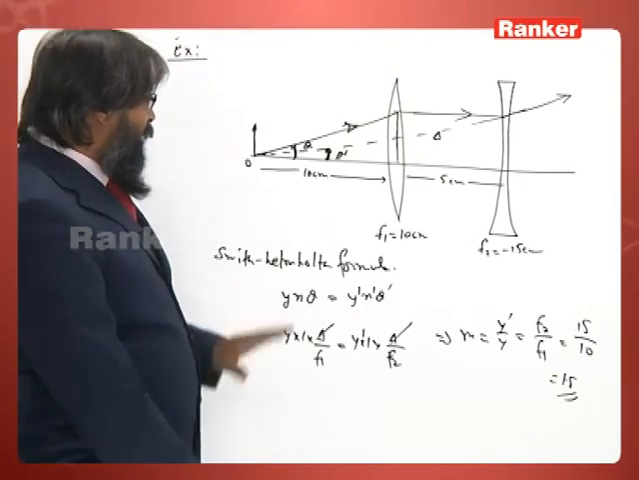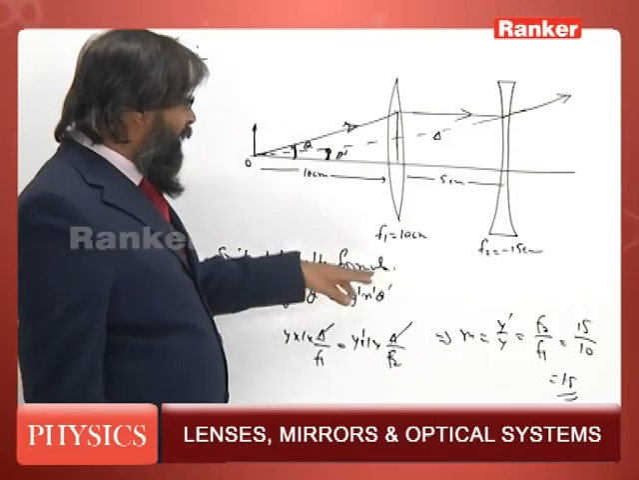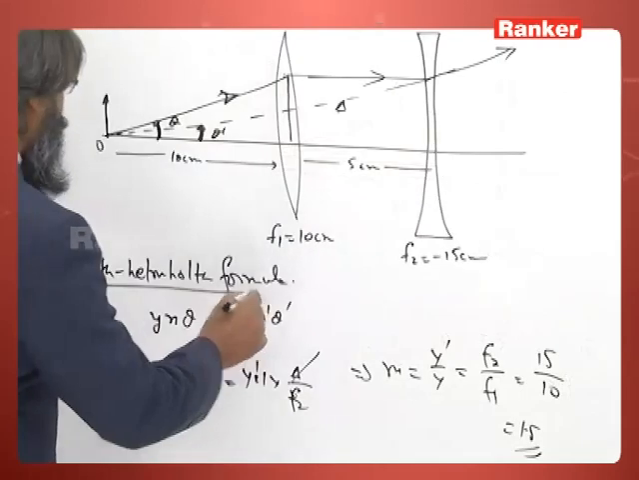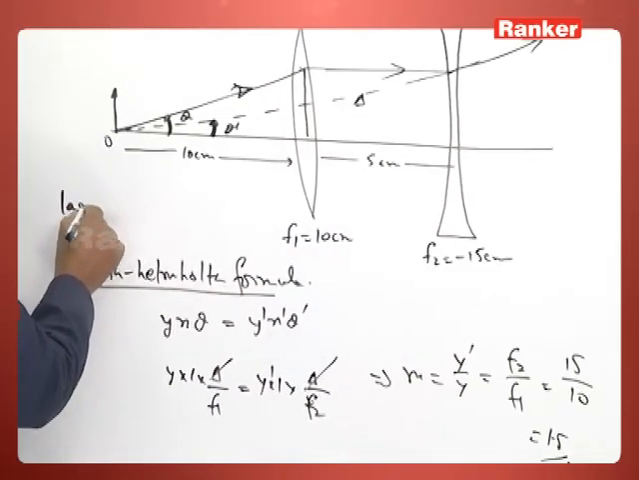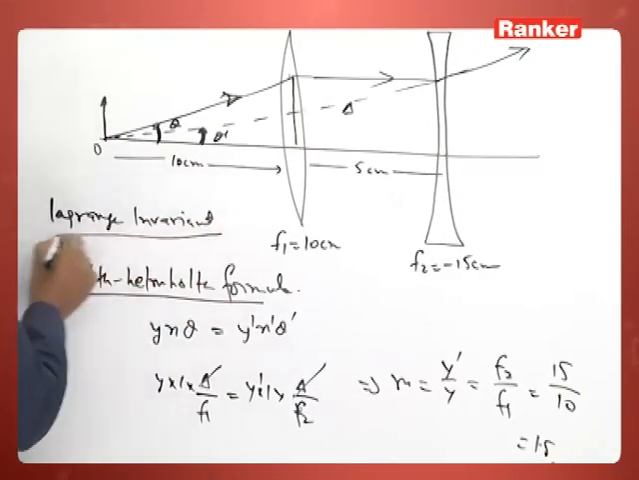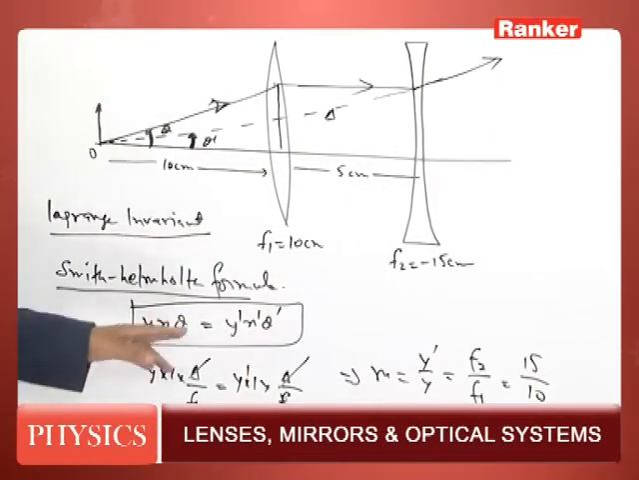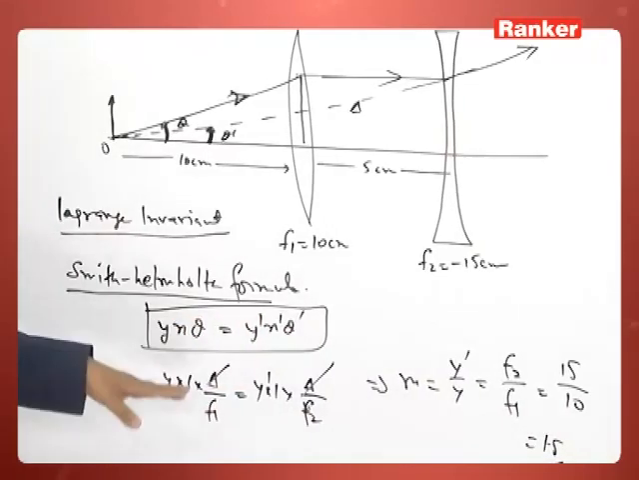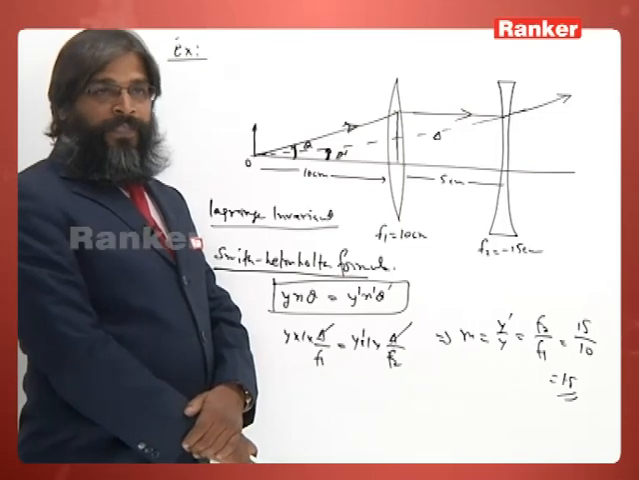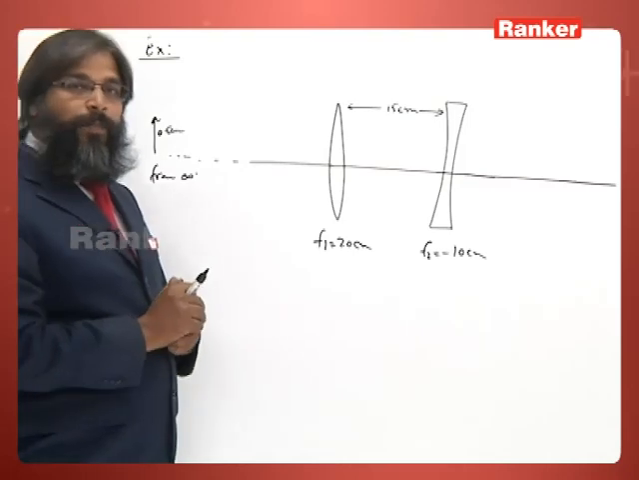So you see here in this problem the normal methods fail and we get a very easy and convincing solution by using the Helmholtz-Smith formula or Lagrange invariant method. So you see this formula, y n theta is equal to y dash n dash theta dash, remains constant, and easily gives a quick solution to the problem. Let us take one more example. So now let us see another example.